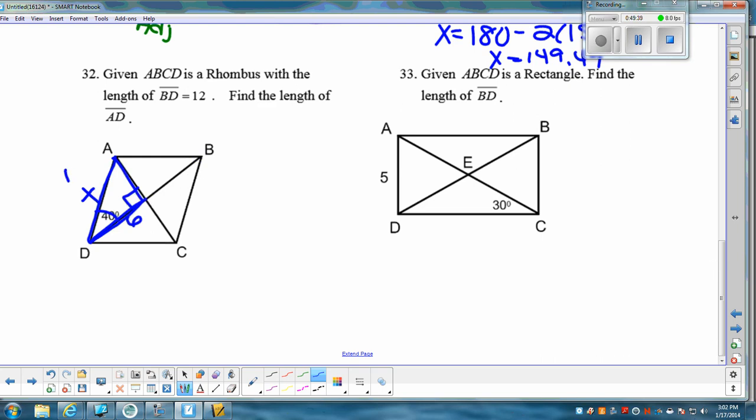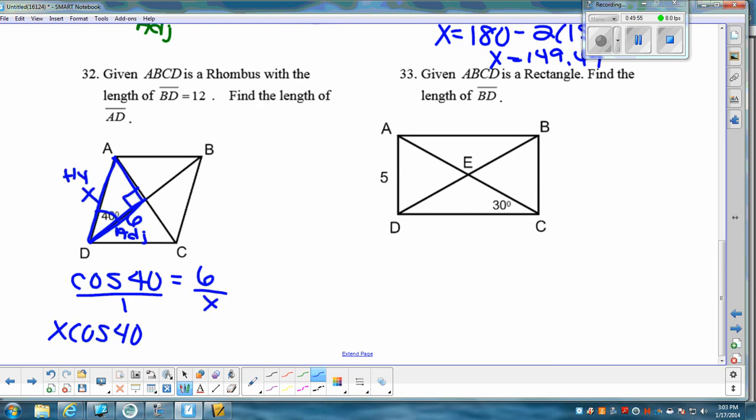Here's my angle. X is my hypotenuse. 6 is my adjacent. I'm going to be using cosine of 40 equals 6 over x. Set it up as my proportion. x times the cosine of 40 equals 6. Divide by cosine 40 to get my x by itself. So I get that x equals 7.832.